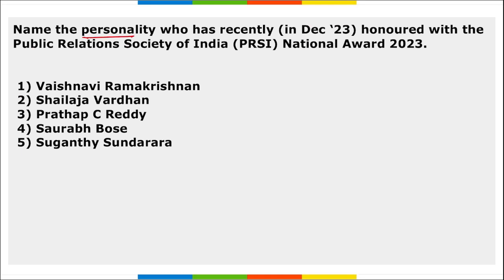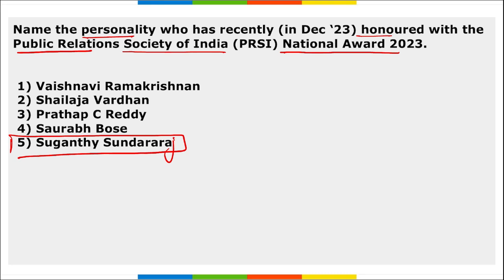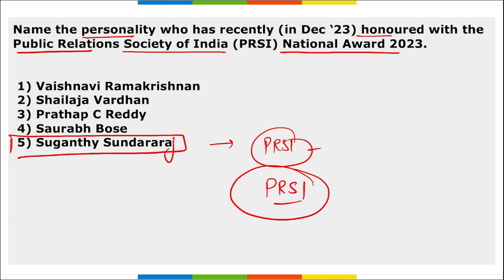Next, name the personality who has recently been honored with the Public Relations Society of India National Award 2023. So who was awarded? Sugandhi Sundaraj, right? Sugandhi Sundaraj, correct, was honored with the Public Relations Society of India's National Award 2023, and this was for her outstanding contribution to PRSI and the industry. What is PRSI? PRSI is your Public Relations Society of India. Correct? And she is the regional head of public relations at the Apollo Hospital, and she was honored with this PRSI National Award 2023.